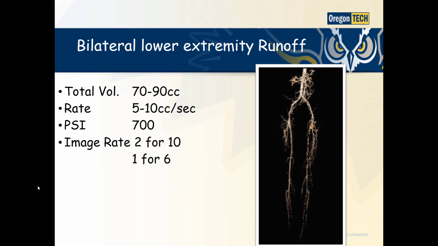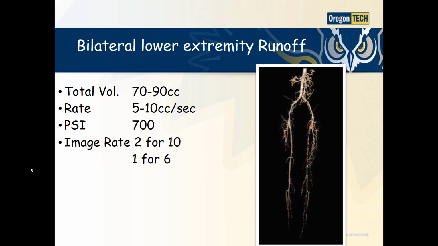Now this is an interesting study here. This is actually a bilateral, lower extremity runoff, and this is actually an MRA, and we'll look at some different images in just a moment. But this kind of shows you the whole thing: the abdominal aorta, the common iliacs, down the superficial femoral artery, and then you have your genicular arteries behind the knee in the popliteal region.